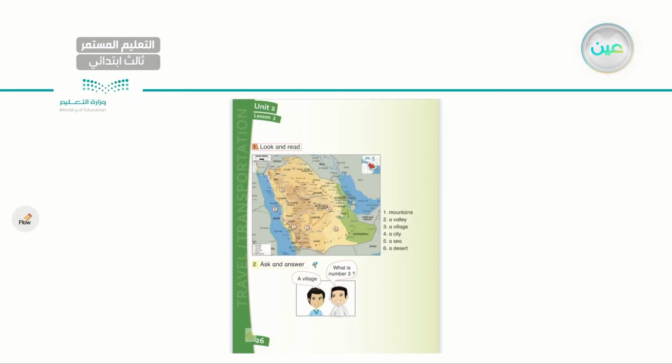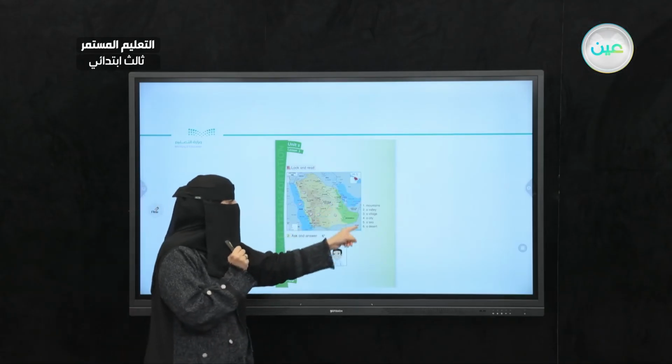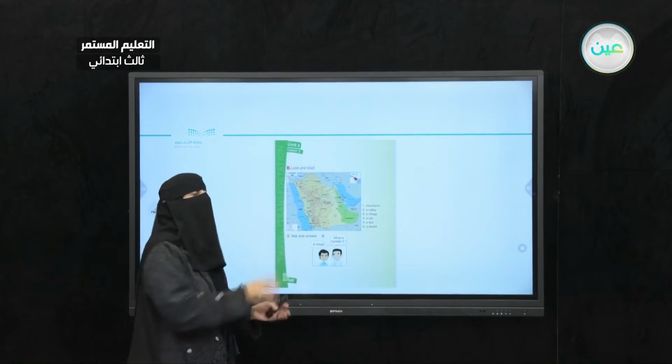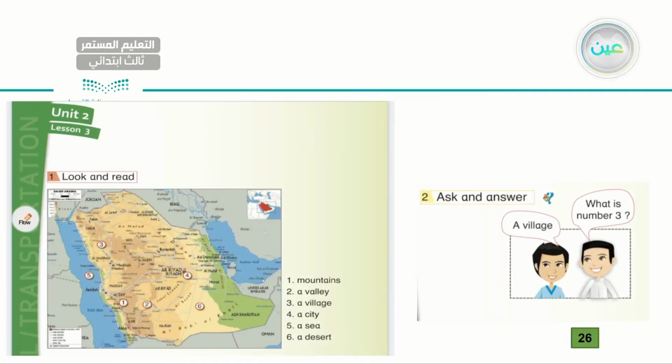You have this at your books at page 26, okay? Look and read. These are different landforms, okay? I'll be zooming in a minute. What I need you to do is make sure you are reading from number 1 to number 6 and still try to find it on the map, okay? So I have different things. I'll try to zoom in just like this.